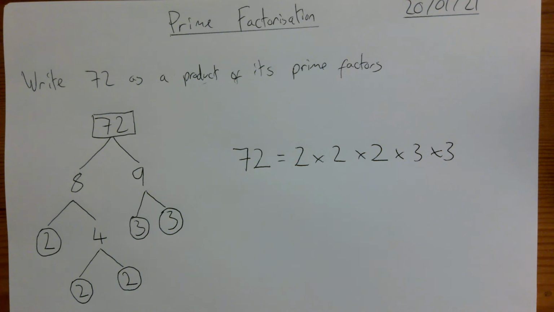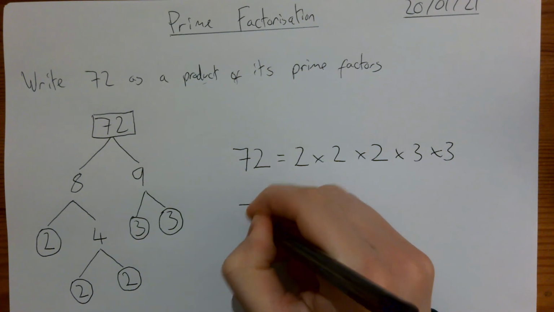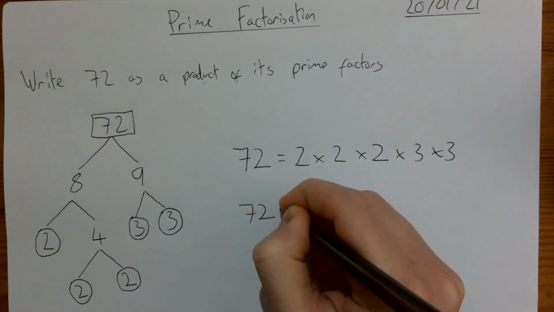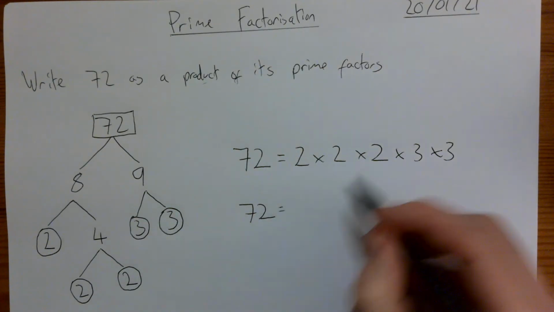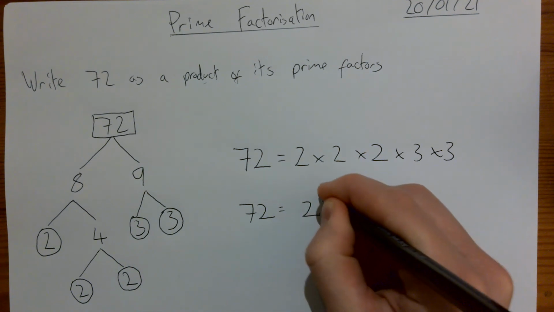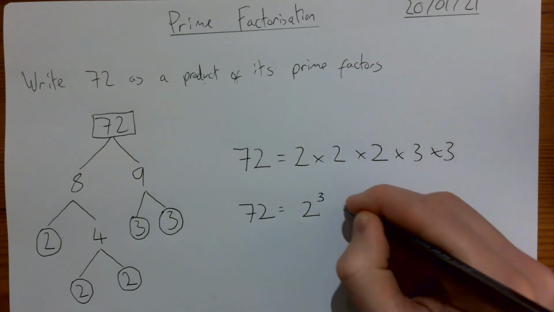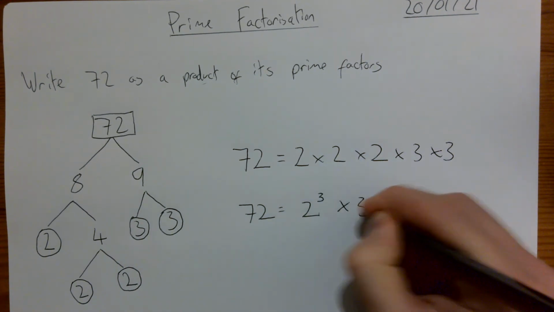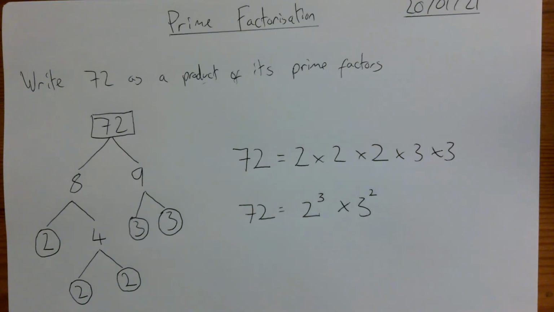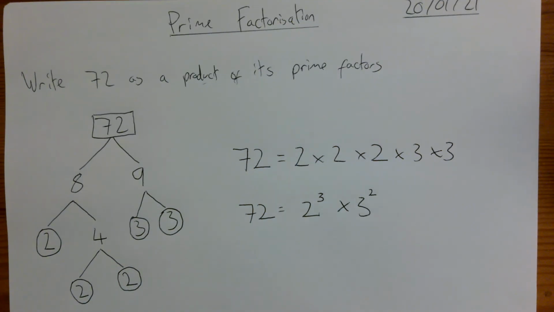The only other little trick we do sometimes is we write it in something called index form, which makes it a bit neater. We have come across indices briefly. 2 times 2 times 2 is the same as saying 2 cubed, and 3 times 3 is the same as saying 3 squared. So sometimes you just write it in index form because that can be a bit neater.